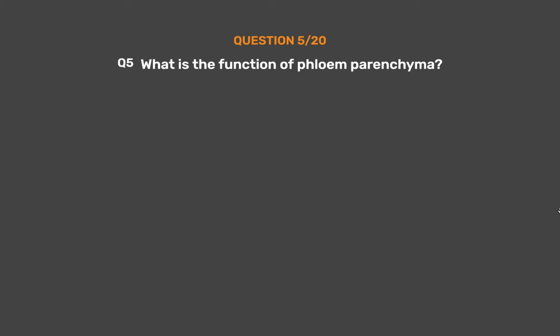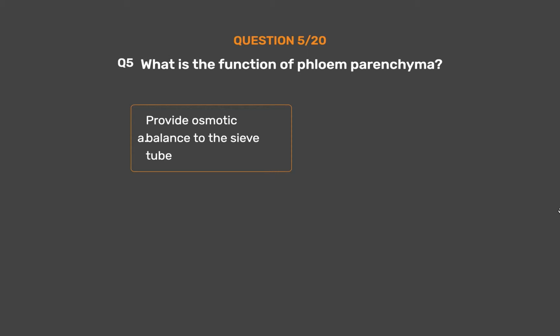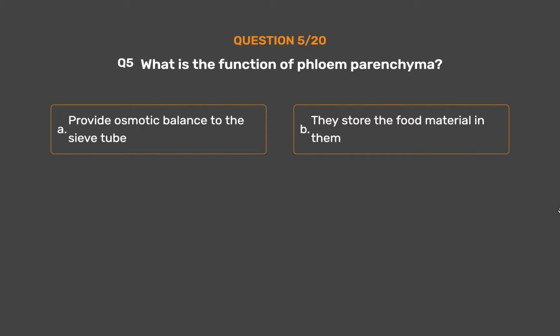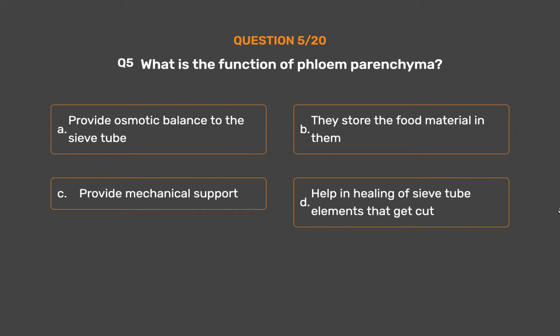Question number 5. What is the function of phloem parenchyma? Option A. Provide osmotic balance to the sieve tube. Option B. They store the food material in them. Option C. Provide mechanical support. Option D. Help in healing of sieve tube elements that get cut.